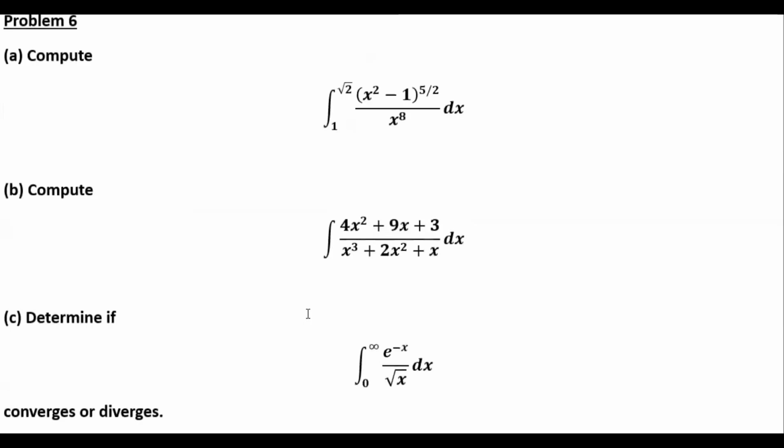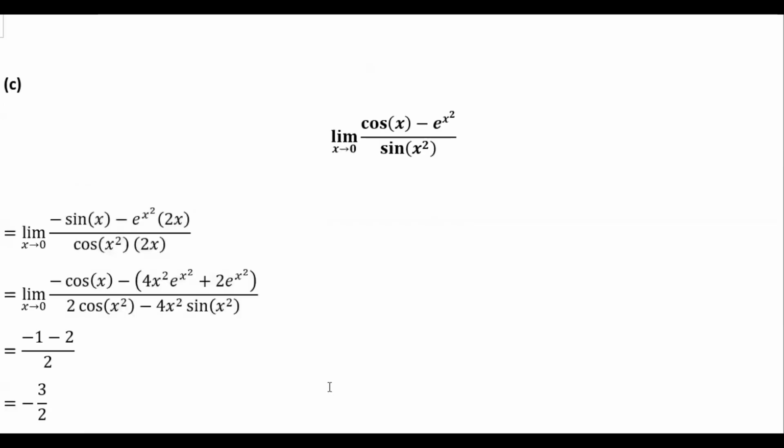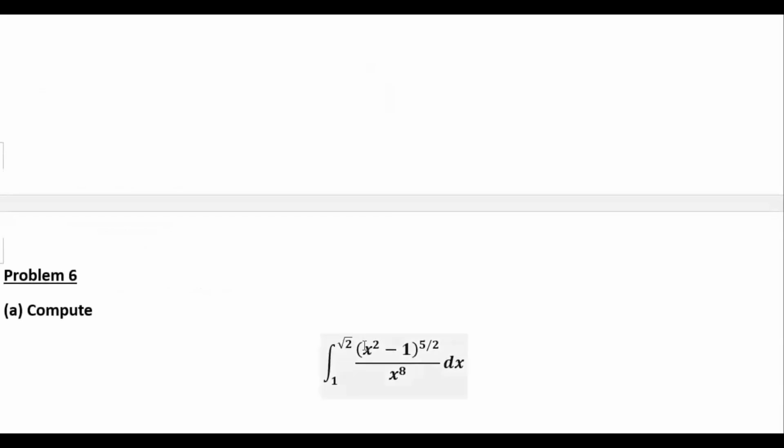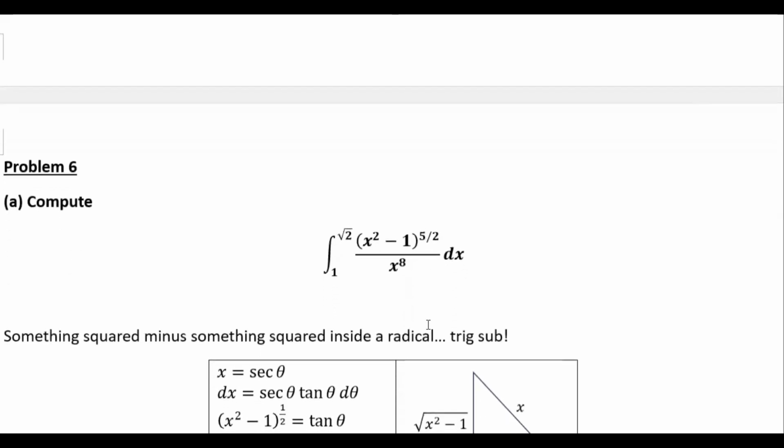So some integrals now. Okay, go ahead and try these first on your own. Okay, so the first one, I see as something squared minus something squared. There's an imaginary square root there. It's just to the 5th power, so it's a square root and then 5th powered, okay? So something squared minus something squared, we can do a trig sub.